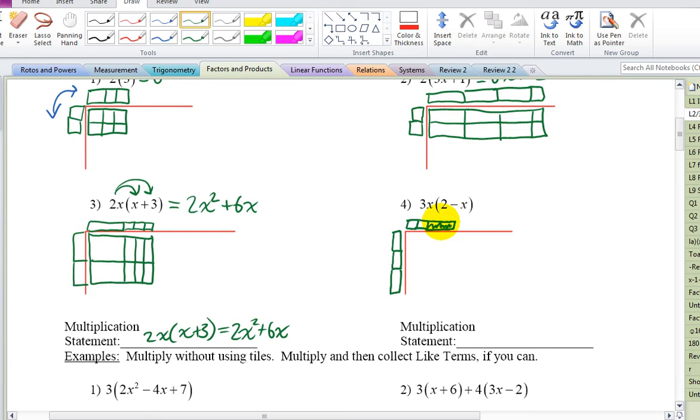Now you have a negative sign. You're going to have to be careful. Decide about the negative sign after, okay? So just draw your shapes first and then shade in after.